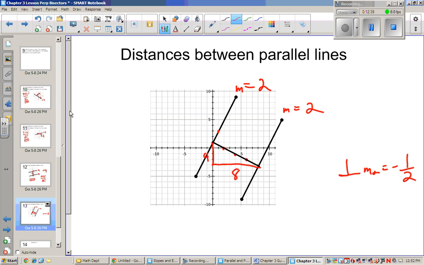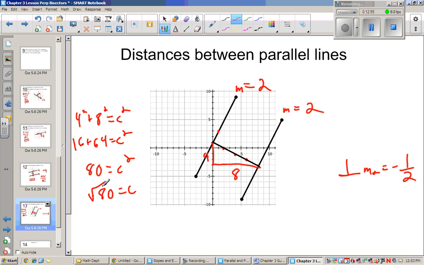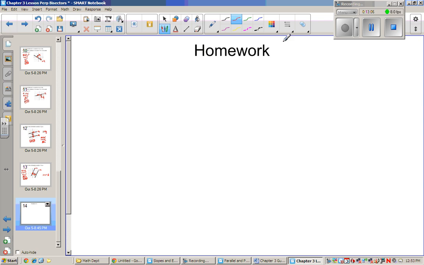Now to find that distance, we just do 4 squared plus 8 squared equals c squared, or 16 plus 64. When I add those, I get 80, square root of 80, and that's going to be really close to 9, 8.94 is the distance between those two lines. All right, now hopefully you are ready for the homework.